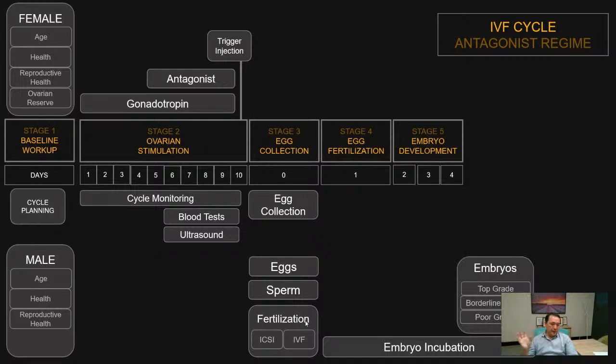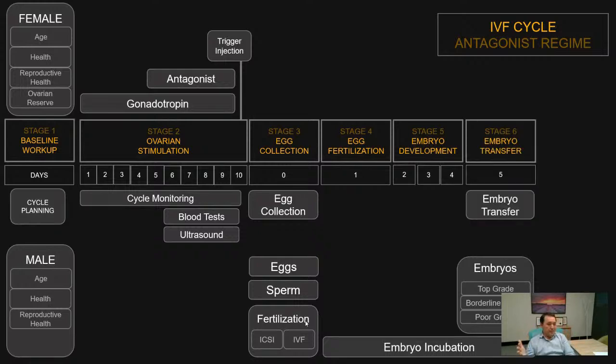Then we will review the assessment of quality of embryos, how we actually grade embryos into top grade, borderline, and poor grade embryos. Then we will move on to the next stage, which is embryo transfer. We'll discuss the techniques for embryo transfer, and what you can expect as a patient during the procedure and after the procedure.